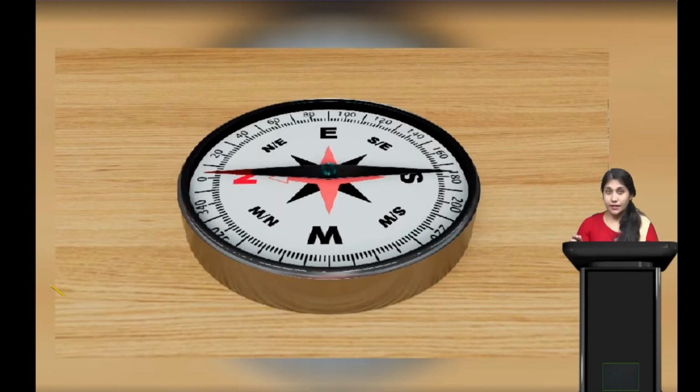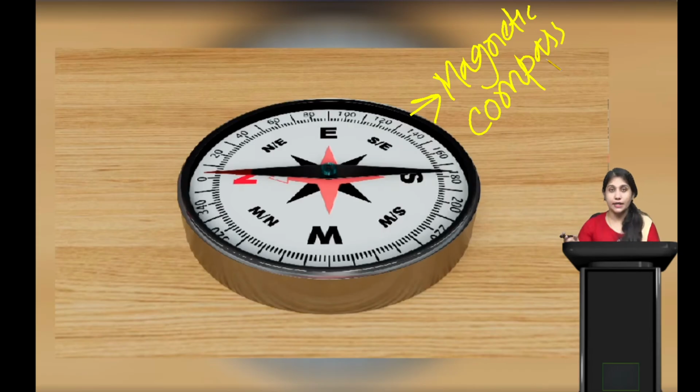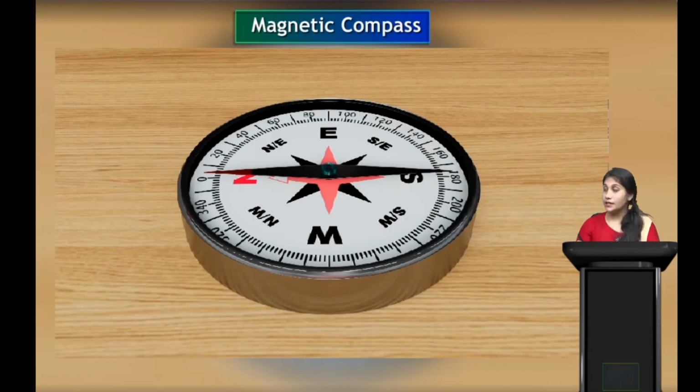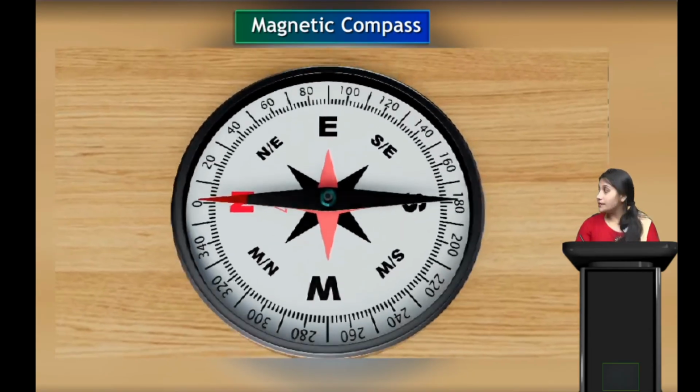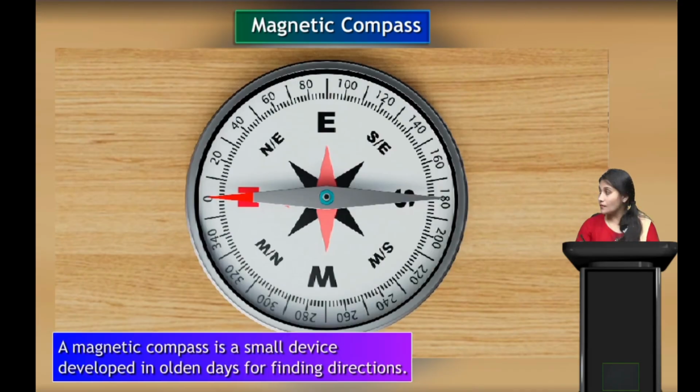So children, tell me what is this? We all know this one. We have studied before. This one is a what? This one is a magnetic compass. See, it's a magnetic compass. So let's see what is written. A magnetic compass is a small device developed in olden days for finding direction.